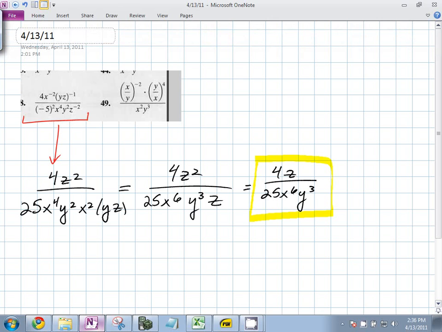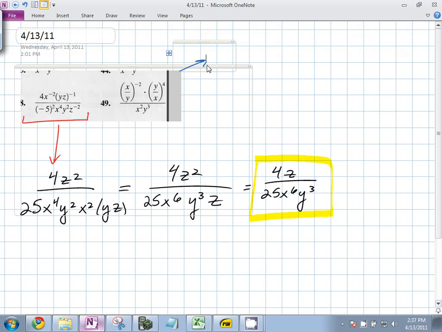Don't force it. I guess that's another rule. Don't force it. Where else are you going to go? Yeah, illegal math. Okay, so what about 49 here? What's different about this one?